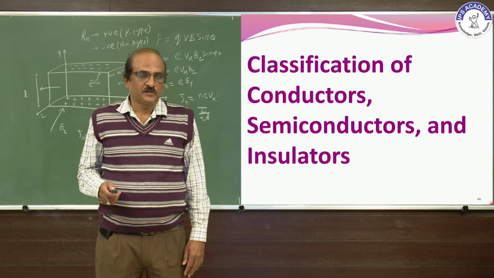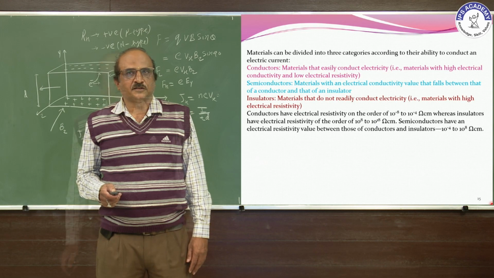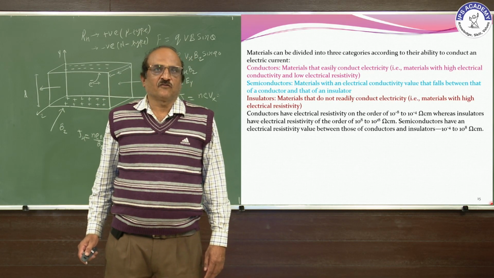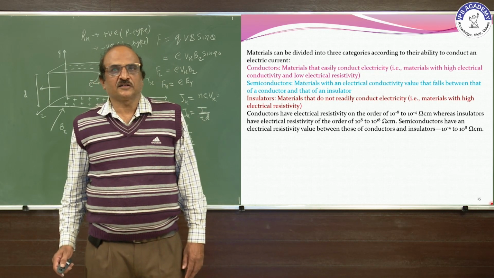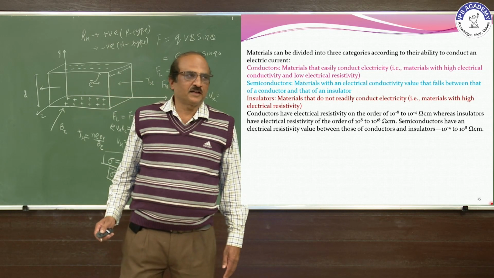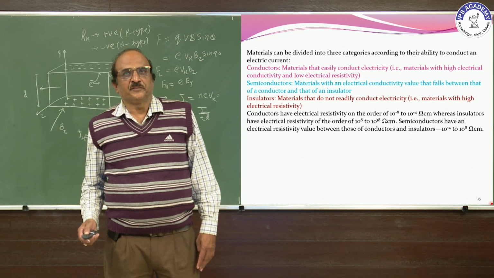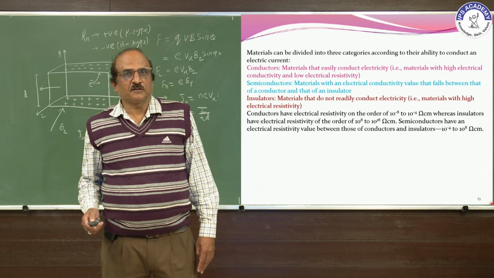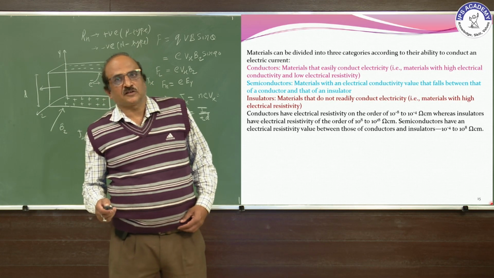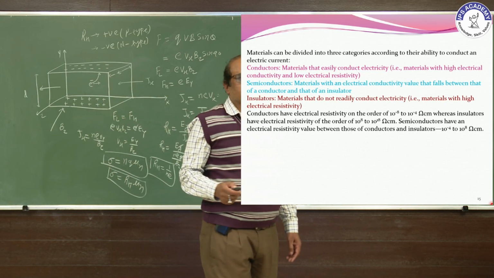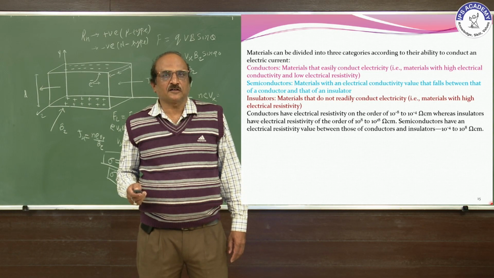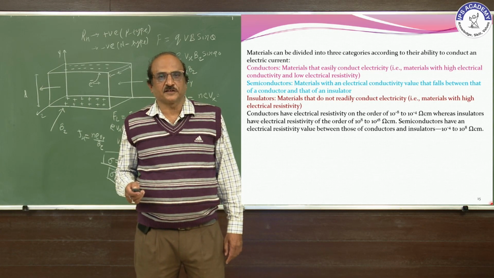So how do we classify these materials? Materials through which electricity can easily flow are conductors. As you know, metals such as aluminum, copper and silver are conductors. Semiconducting materials have electrical conductivity that lies between conductors and insulators. And insulators are bad conductors of electricity.